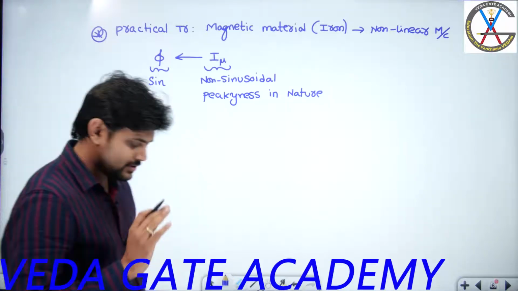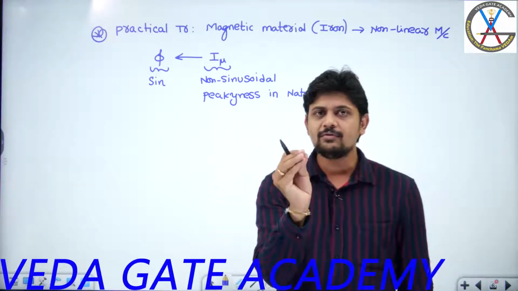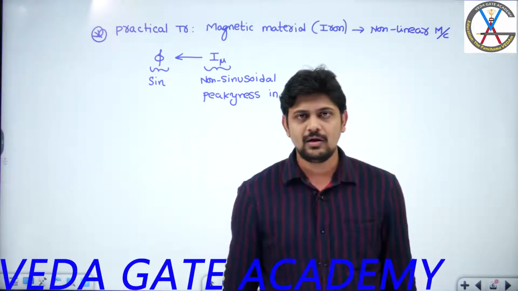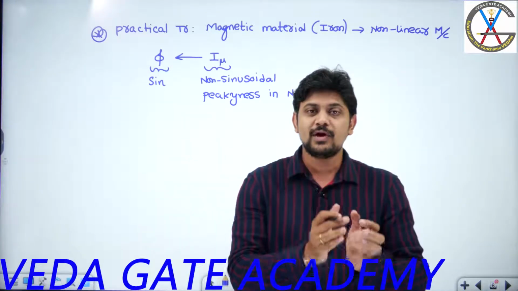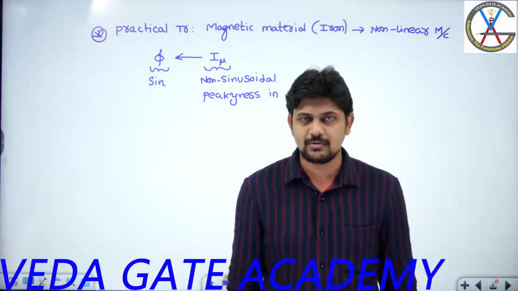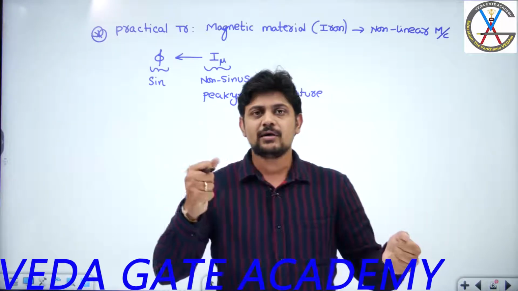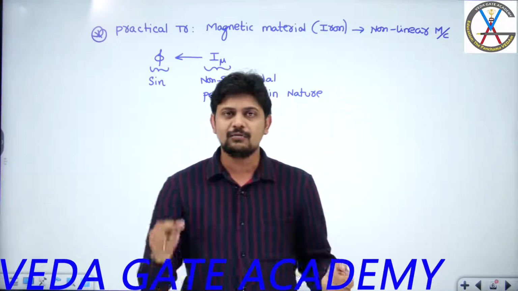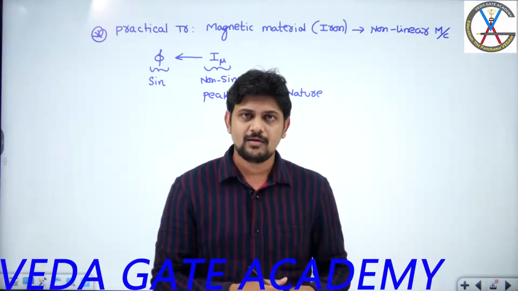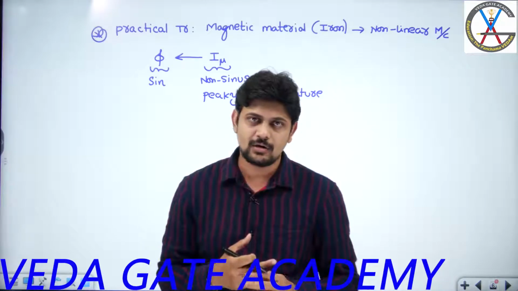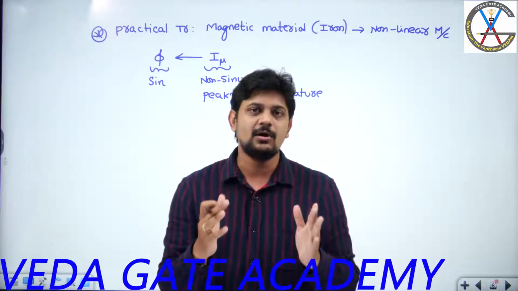If I mu is non-sinusoidal, whenever you consider any non-sinusoidal waveform and give that waveform to Fourier analysis, the Fourier will resolve that non-sinusoidal waveform into different components of sinusoidal waveforms. Out of that, the first component is called the fundamental component of that waveform, whereas all the remaining are called harmonic components. Don't be scared by the term harmonics.